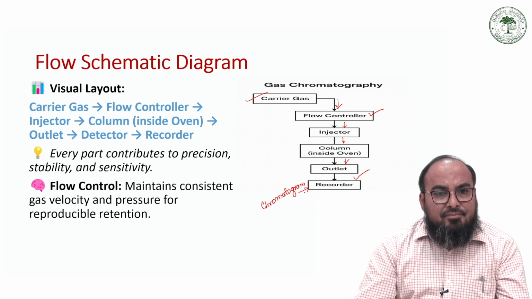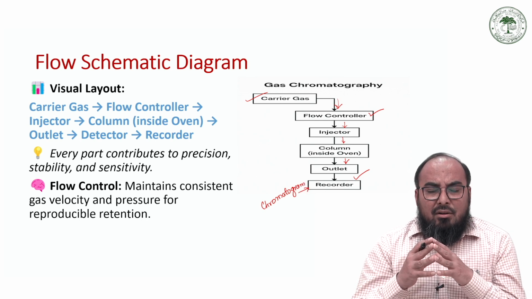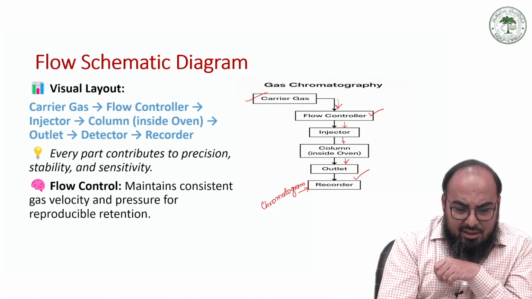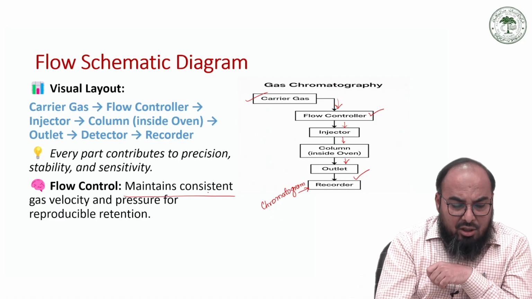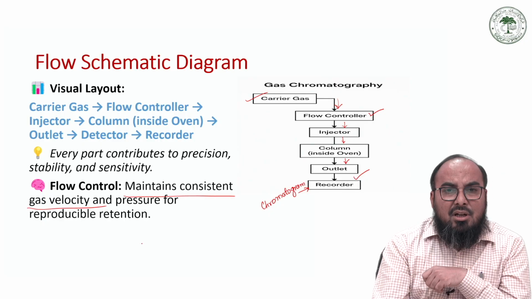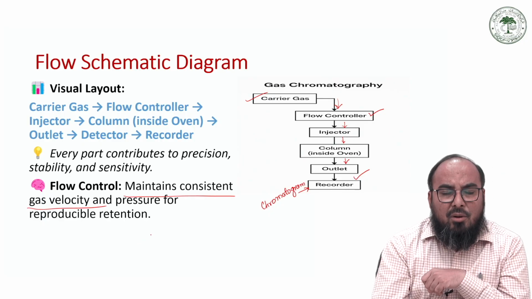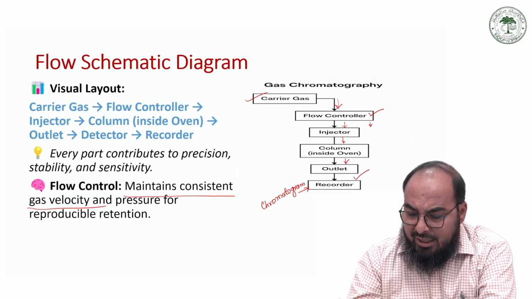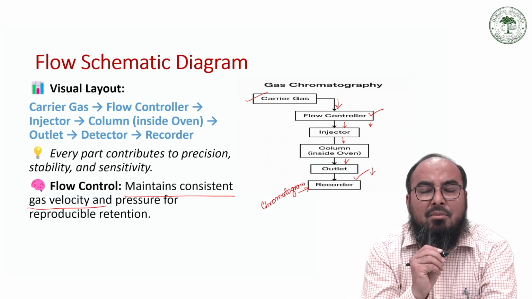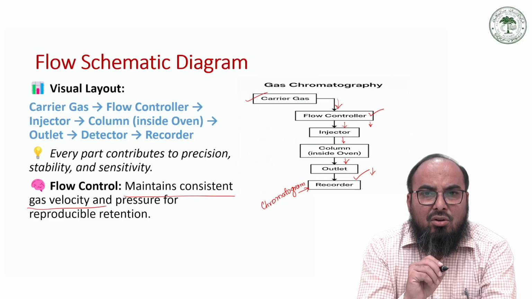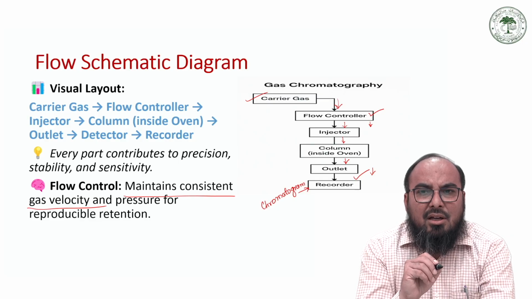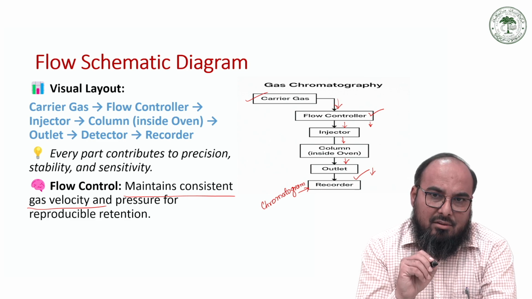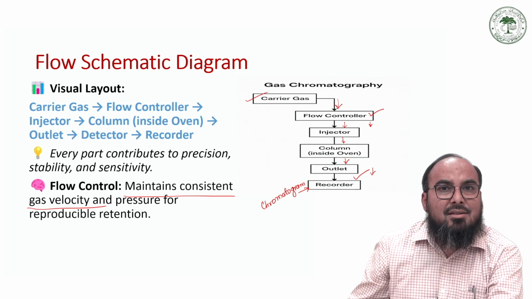Now, the flow controller. The main aspect of the flow controller is that it gives you a constant, consistent gas velocity, and it maintains your pressure, because if the inlet pressure is maintained, then the outlet pressure can be maintained. This is important because if the pressure is not maintained, then clogging may occur. So we have to avoid this state.